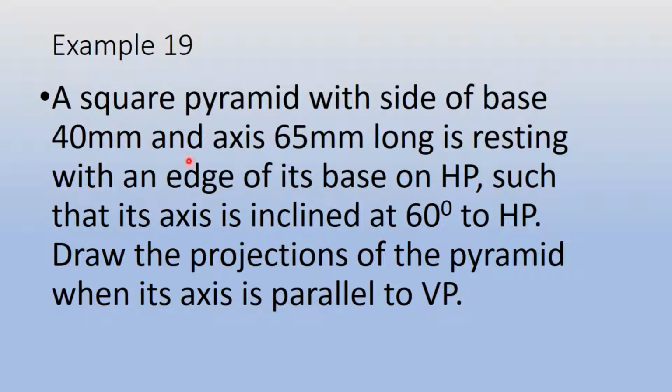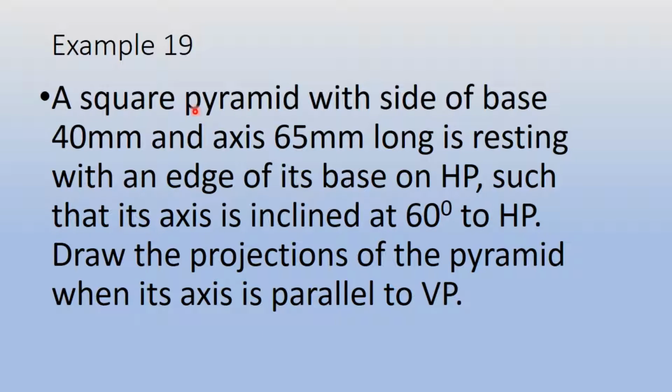So this is example number 19. A square pyramid with side of base 40 mm and axis 65 mm long is resting with an edge of its base on HP, such that its axis is inclined at 60 degree to HP. Draw the projections of the pyramid when its axis is parallel to VP.